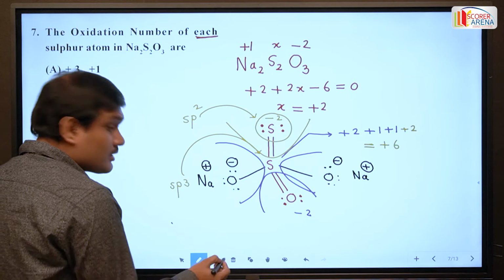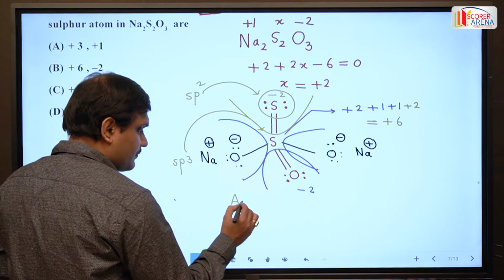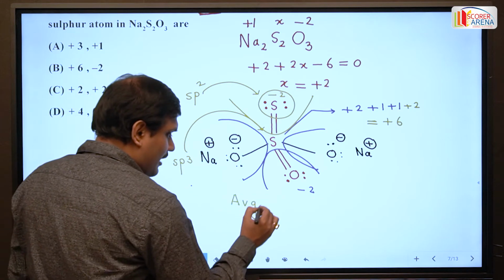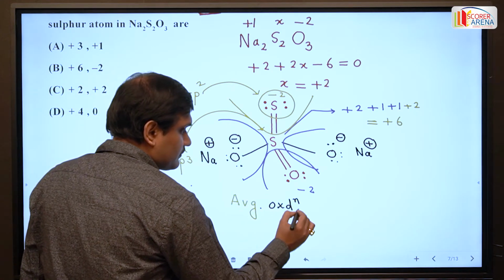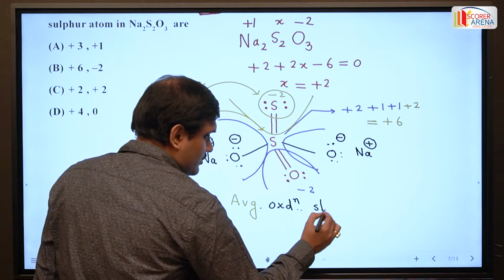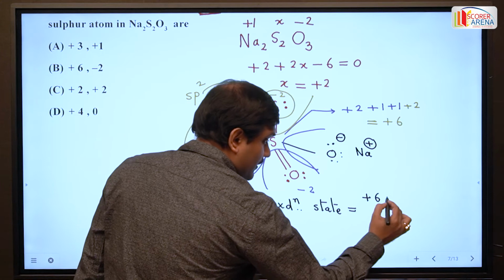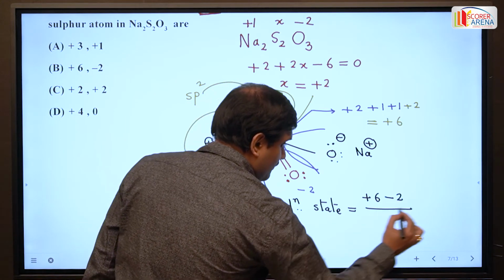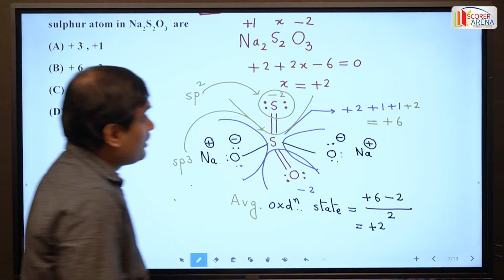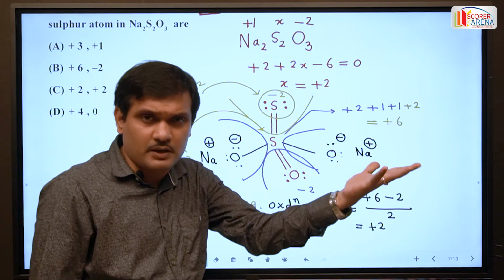Now, if you try to find out the average oxidation state, that will be +6 for the sp3 sulfur and -2 for the sp2 sulfur, divided by 2. So you will get a value of +2. So by this method we can calculate the oxidation number, which gives an average value.